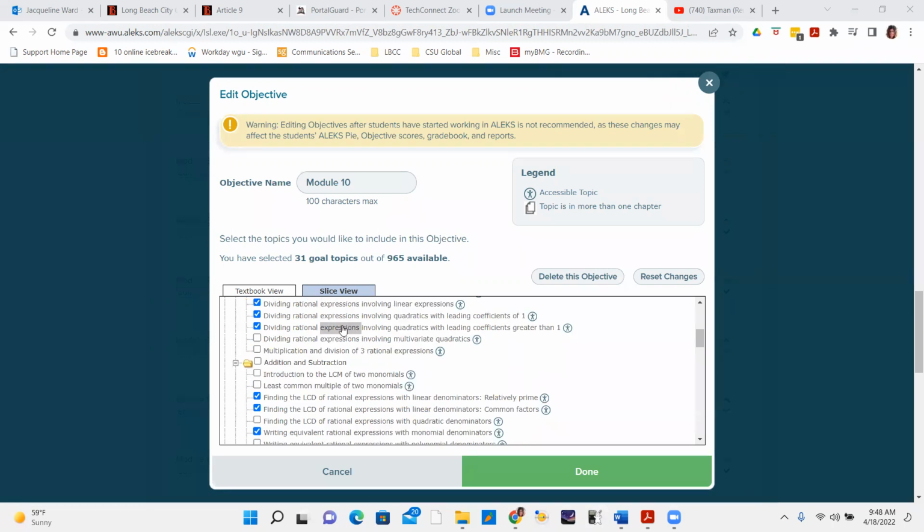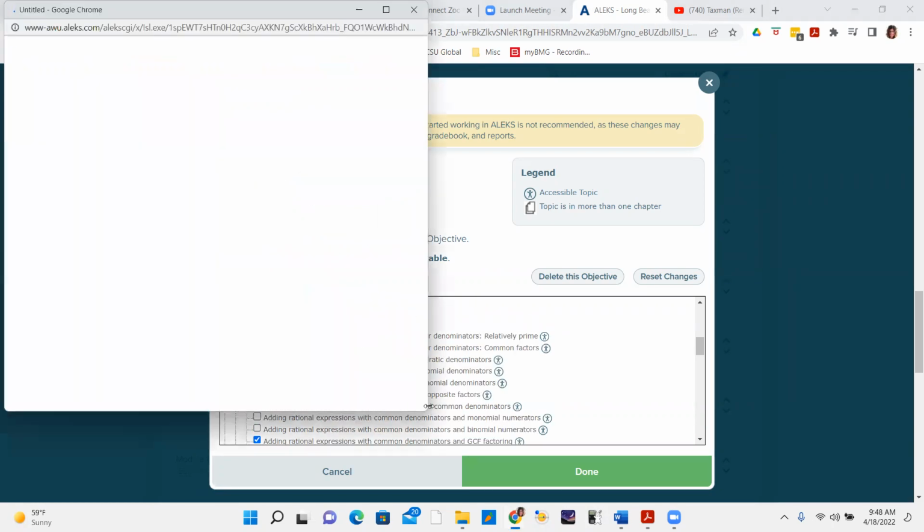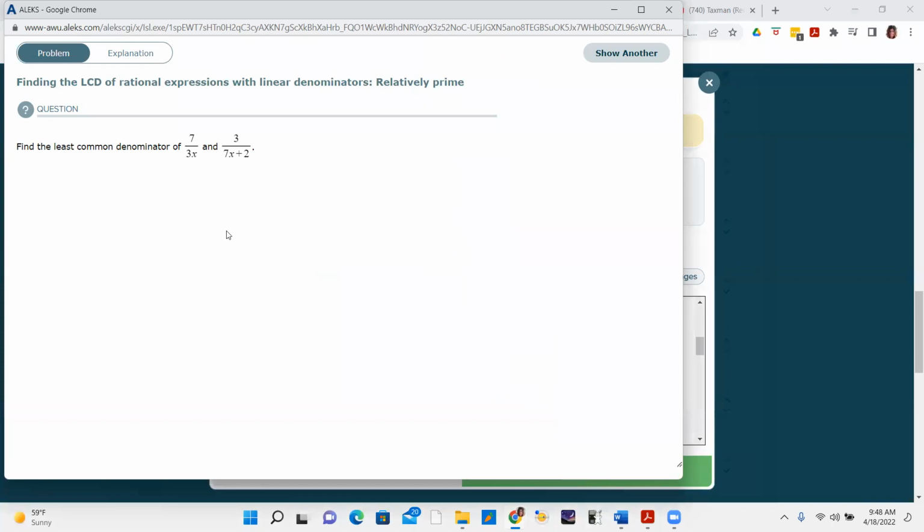All right. So next up, we move to addition and subtraction. And these are fractions, so we have to work on finding LCDs when we're adding fractions. So first, we just have some topics in ALEX that ask you to find the least common denominator. And so remember, we want to make sure we have each factor the greatest number of times that it occurs.